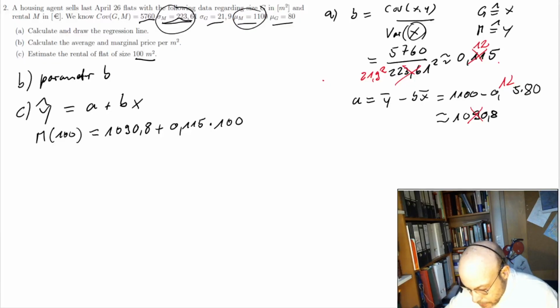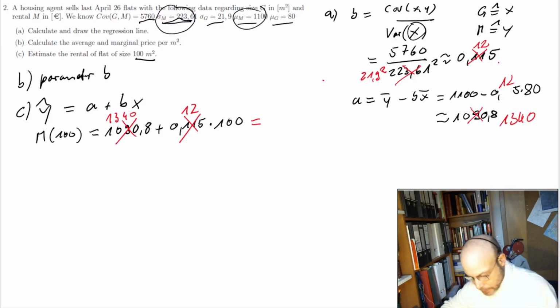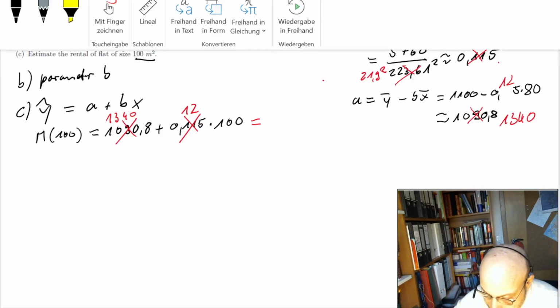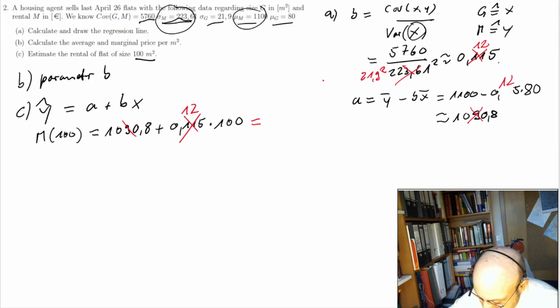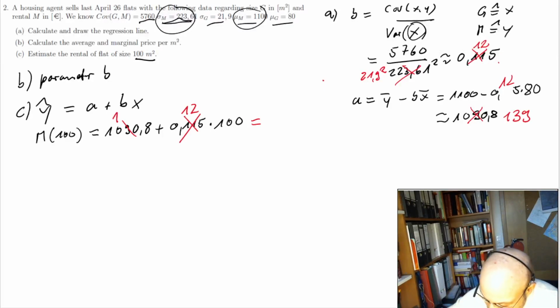And 1340, and this is wrong. 1340 times 12, and then of course, no, this is 139 we have here, sorry. 139, and this is then roughly 1340.